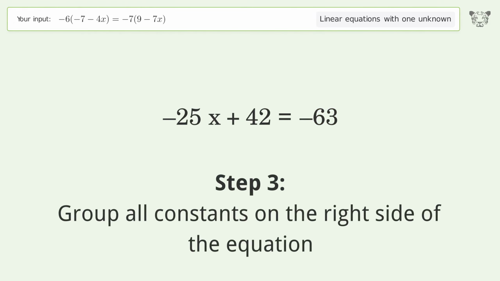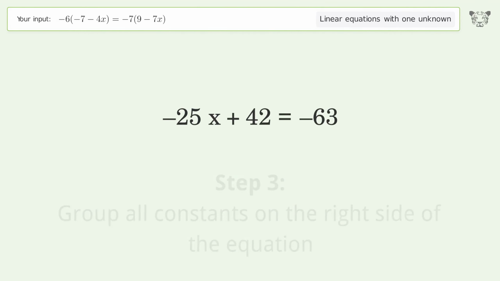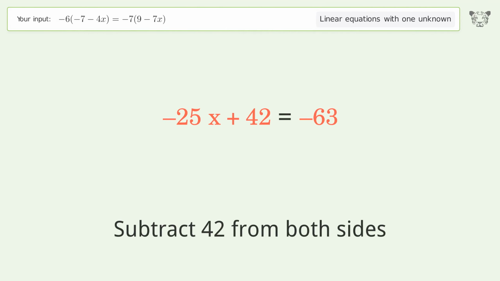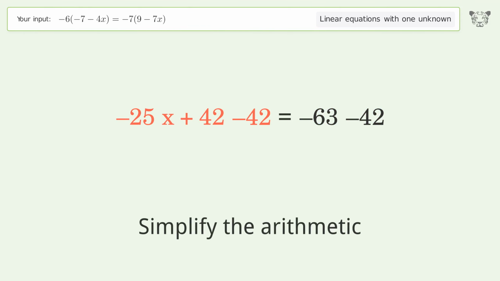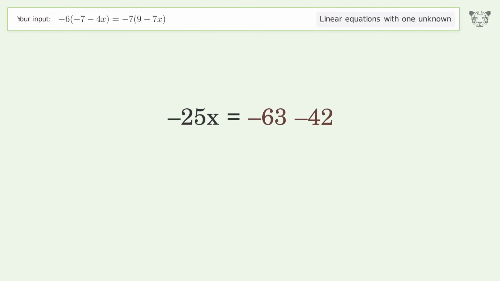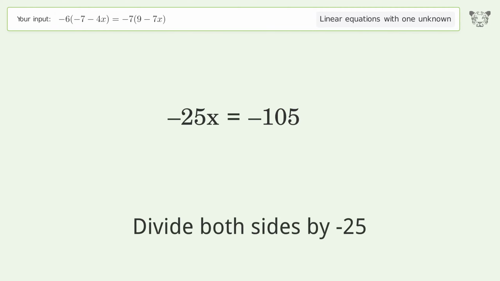Group all constants on the right side of the equation. Subtract 42 from both sides. Simplify the arithmetic. Isolate the x. Divide both sides by -25.